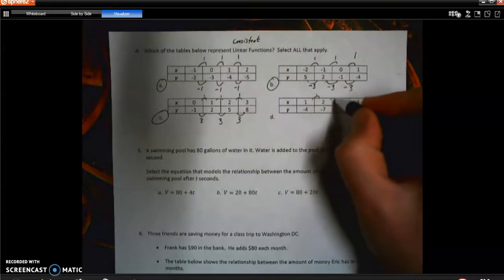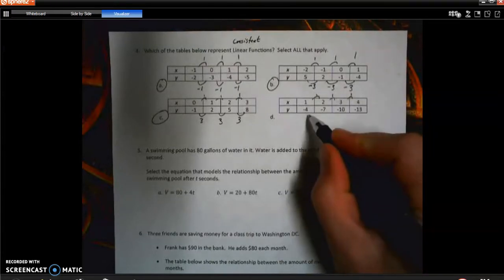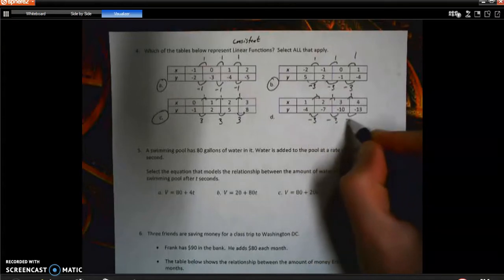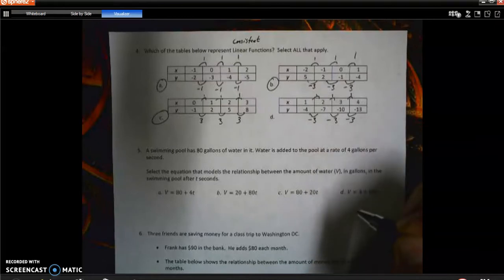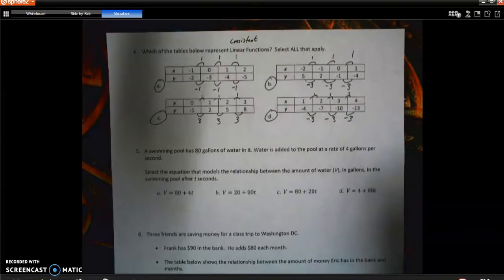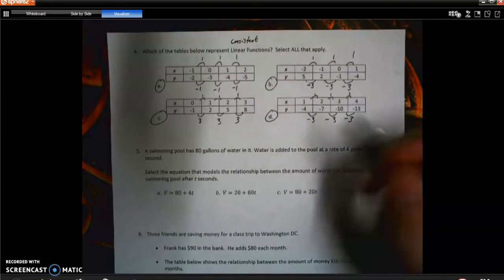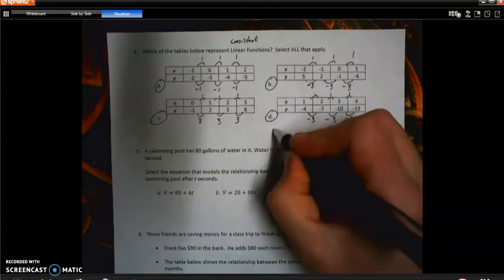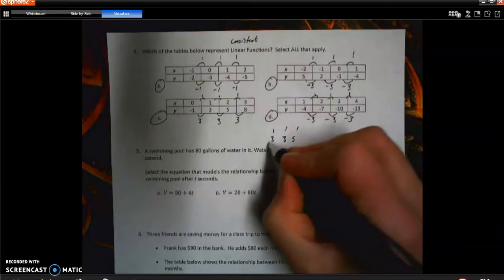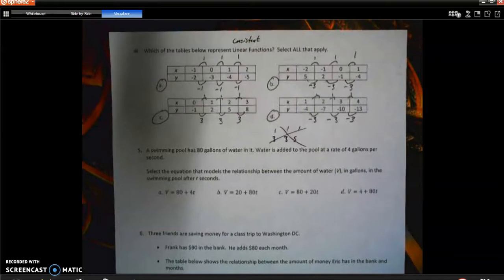So that's up 1, up 1, up 1. This is down 3, down 3, down 3. And this is why you check your math before you do. That's also linear. So all of them are linear. Yay, A, B, C, and D is the answer. What would happen if it wasn't linear? You'd have like 1 to 3, 1 to 3, 1 to 5, and all of a sudden it's not consistent, making it not linear.